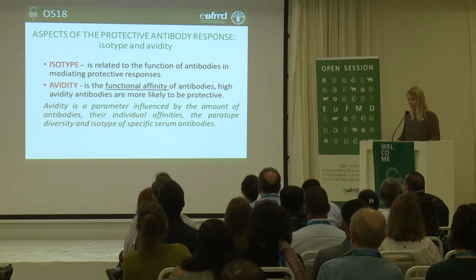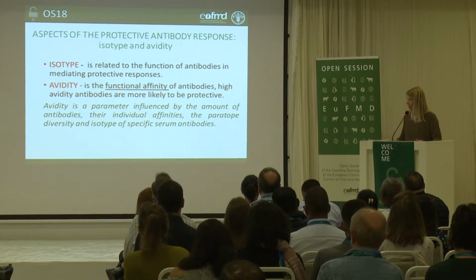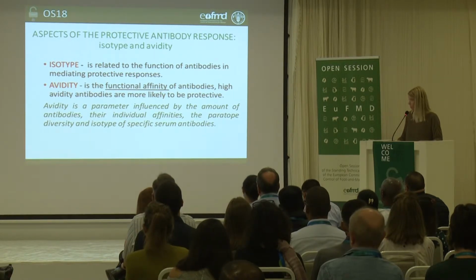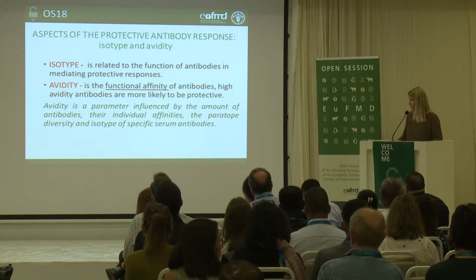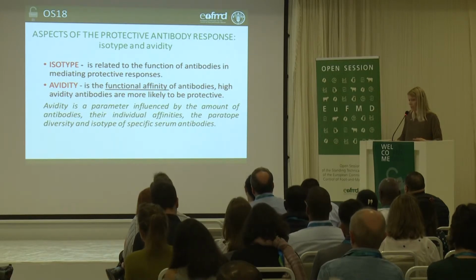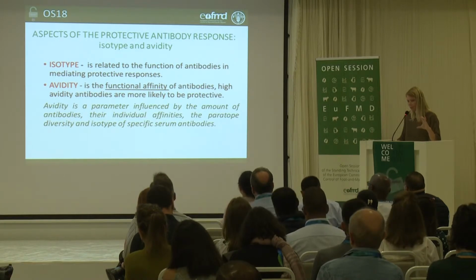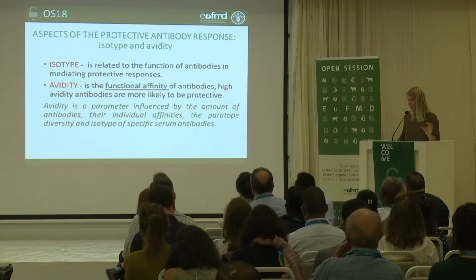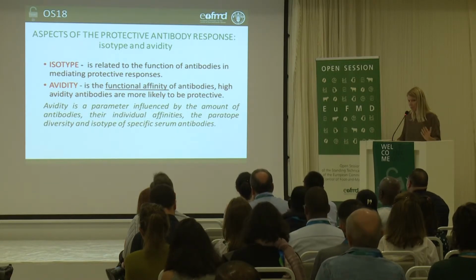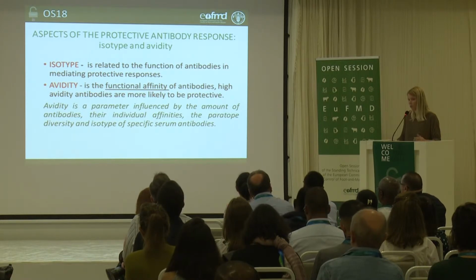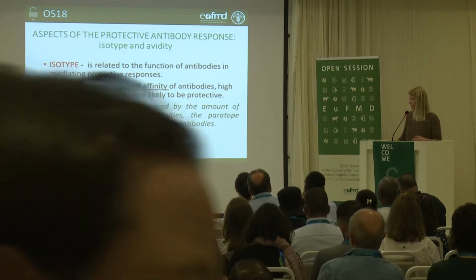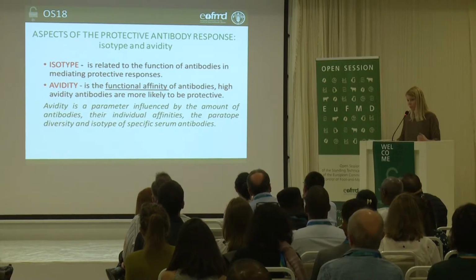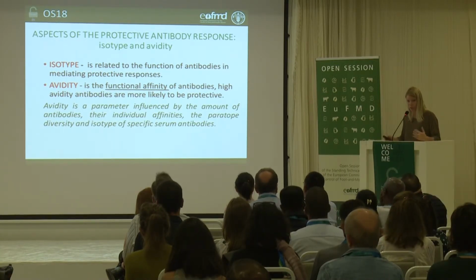Along the years, we selected something that is very easy to measure: the isotype of the antibodies, which is related to their function in mediating protection, and also the avidity of those antibodies. The avidity is a functional affinity. It is how strongly the antibodies in a serum sample bind to the antigen. The avidity is influenced by many parameters, but it is also a hallmark of a good immune response. It has to do with individual affinities, of course, the amount of antibodies, and also the diversity, and even the isotype. Although that is in the Fc of the antibody, in some way it is also related to the way it binds to the antigen.